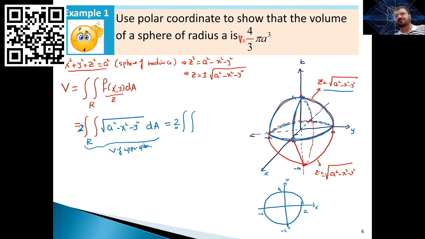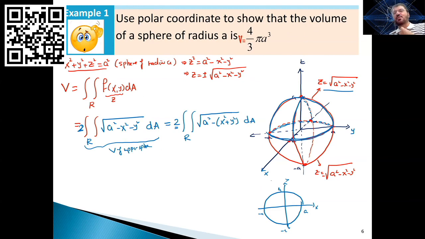Alrighty, now we know this can be written as a squared. I'm going to factor out the minus. So what do we get? We get x squared plus y squared. Then dA over R.